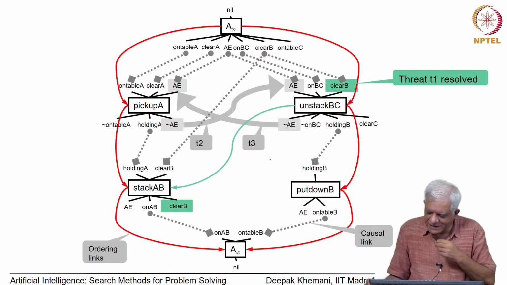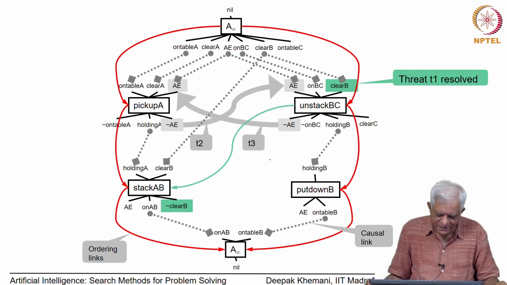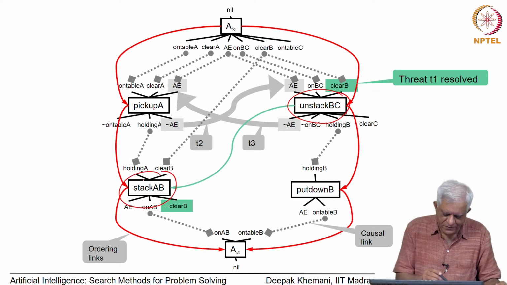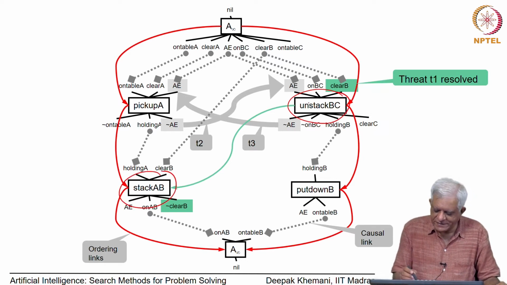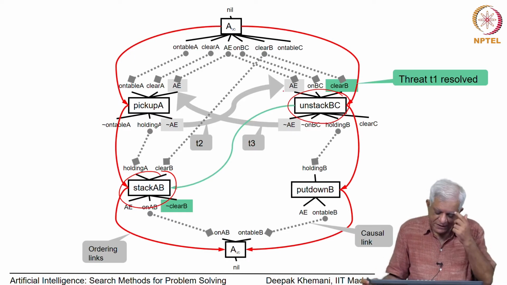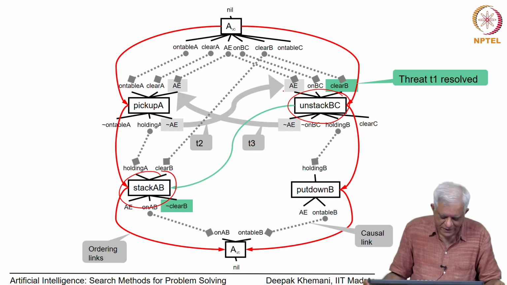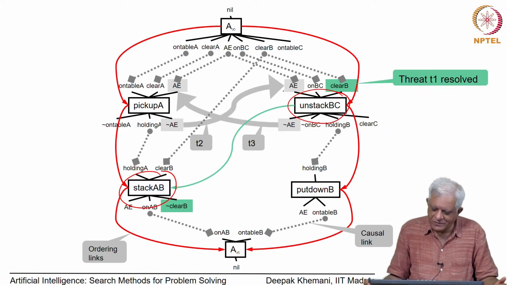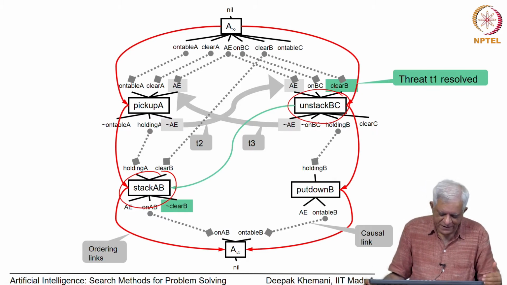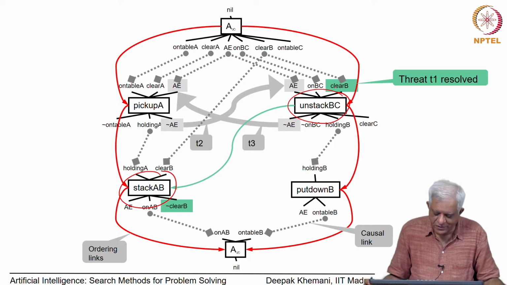The threat number 1 can be resolved by saying that unstack B C, which is this action, must happen before stack B on C. So, once unstack B C is done, that means it has consumed arm empty, and it is no longer bothered about the fact that stack A B is going to destroy or clobber clear B.